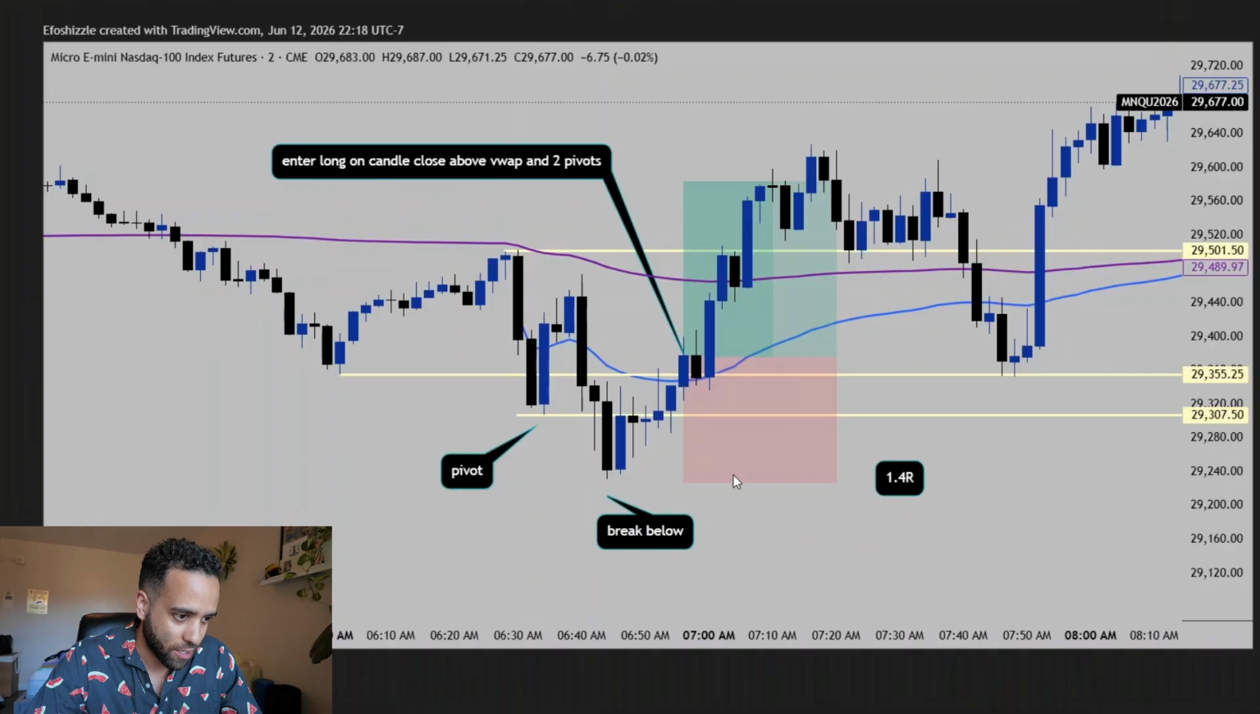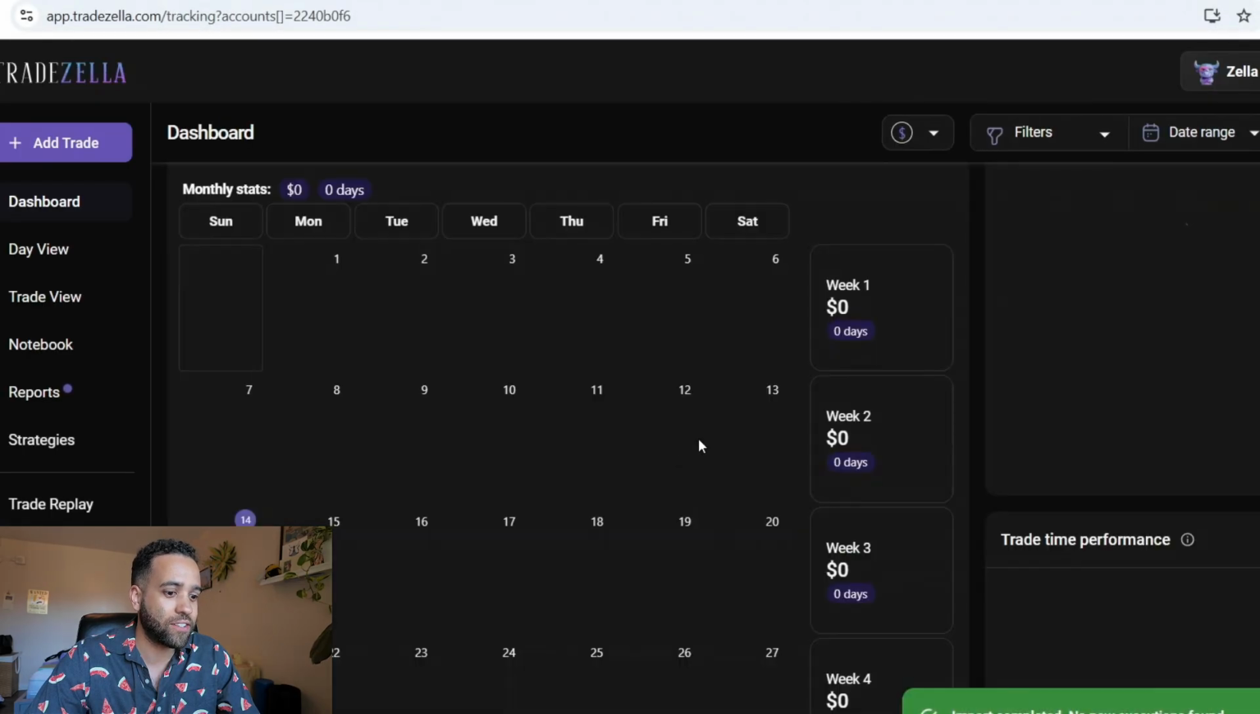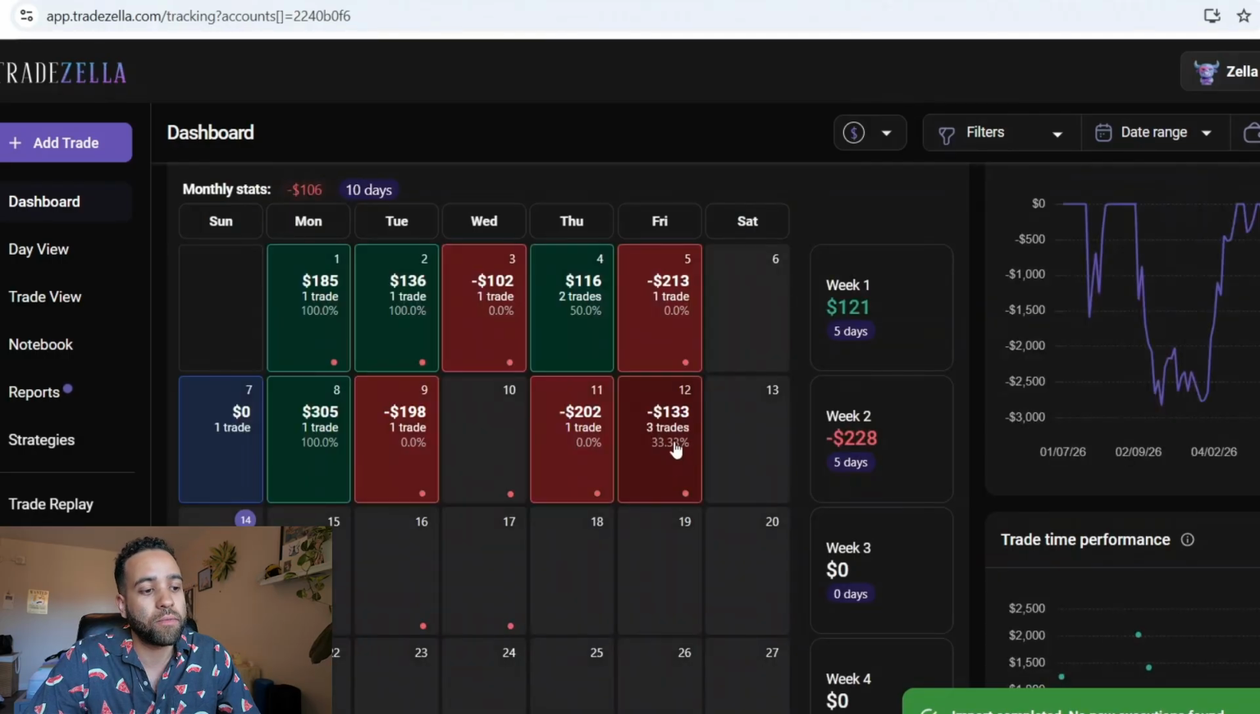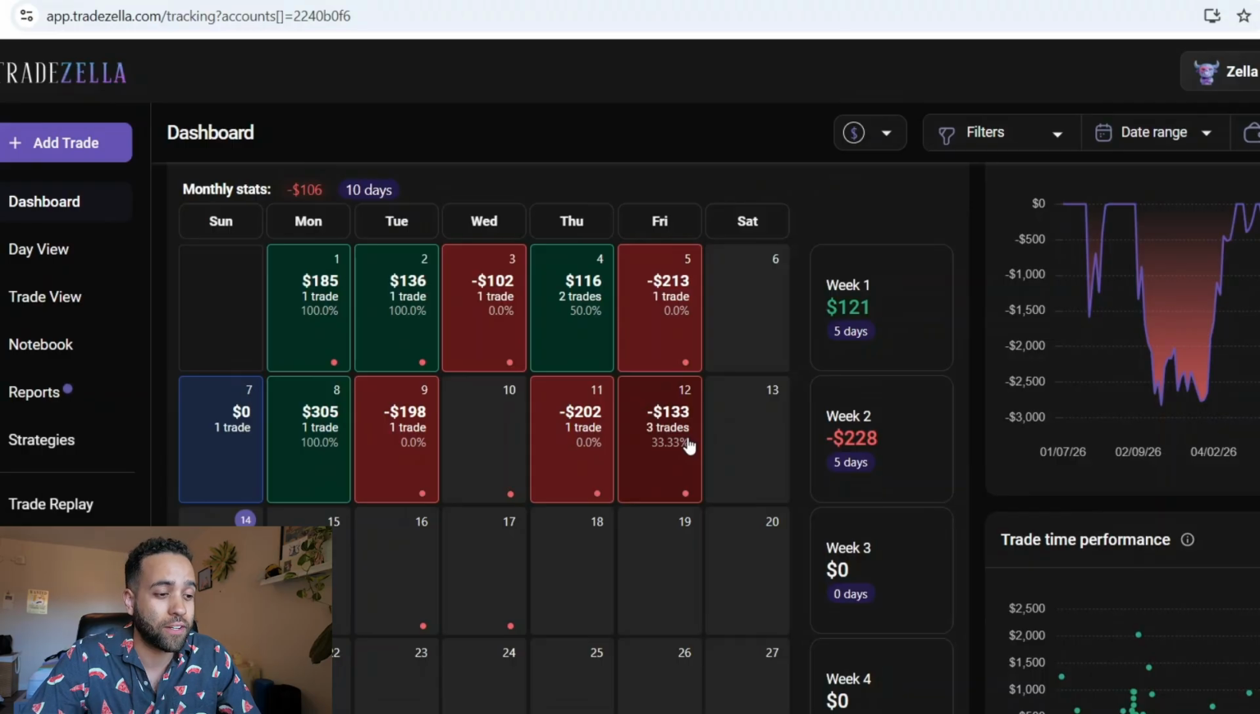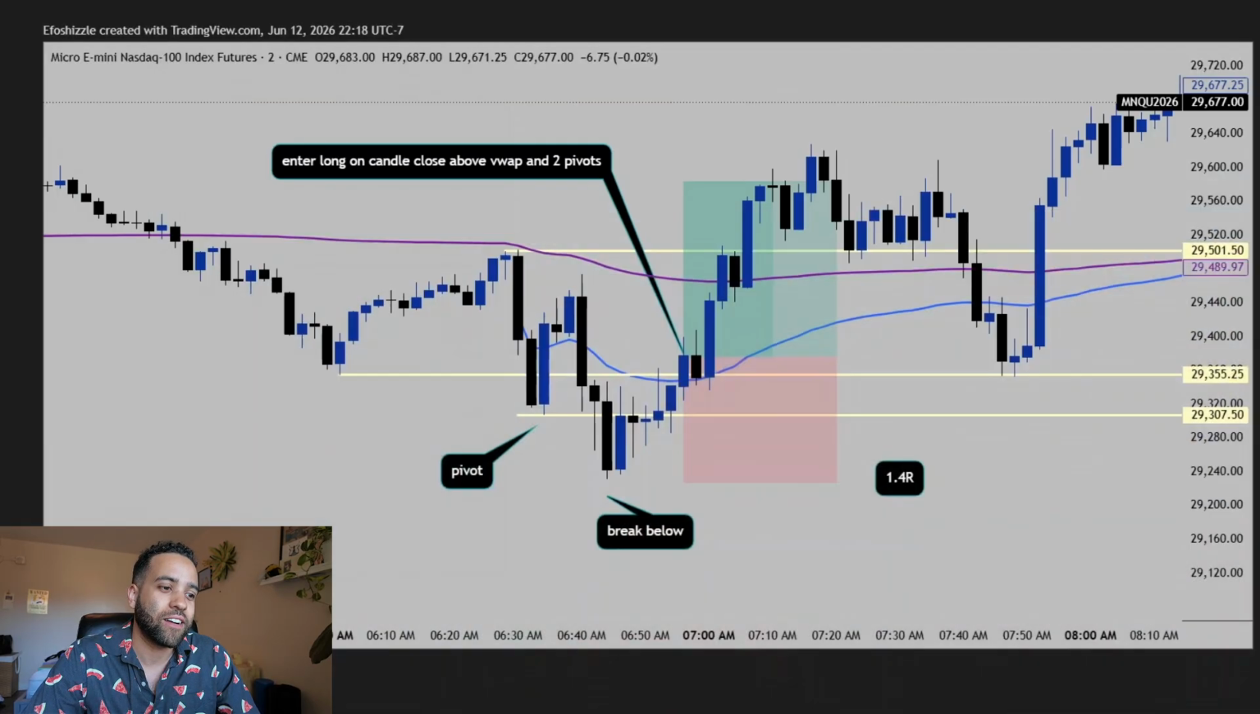Enter here, stop loss at the low of day, targeting this previous structure. This was a 1.4R. So I ended up turning that $500 loss day into only minus 130 across. I was copy trading both my funded accounts along with my evals too. So I think I probably shouldn't have gone back in.